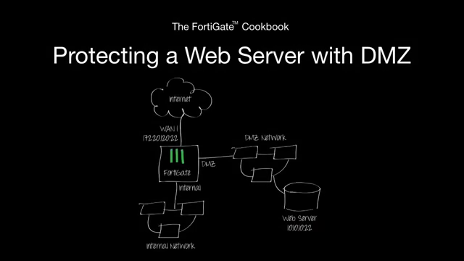In this example, the DMZ network will allow access to a web server using different addresses for internal and external users, while preventing access to the internal network if the web server is compromised.